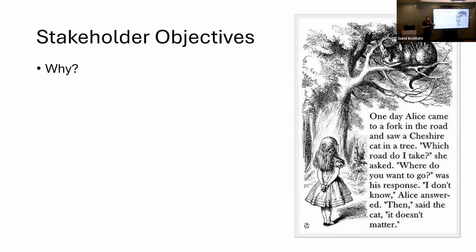So the next part is objectives. What do we care about? So I always start here with this little quote from Alice in Wonderland. One day Alice came to a fork in the road and saw a Cheshire cat in the tree. "Which road do I take?" she asked. "Where do you want to go?" was his response. "I don't know," Alice answered. "Then," said the cat, "it doesn't matter." So if you don't know where you're going, any road will take you there.